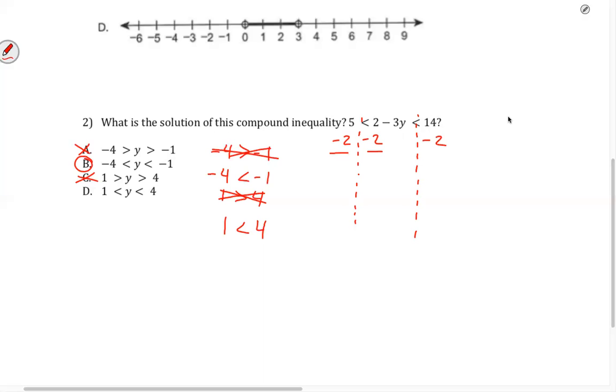5 minus 2 is 3, which is less than -3y, which is less than 12. Divide by -3: -1, flip my sign. y, which is, flip my sign, -4. Which one has -1 and -4? That one. Do you see why they put that one in there now? They put it in there because if you forget to flip your signs, that's what you would get.